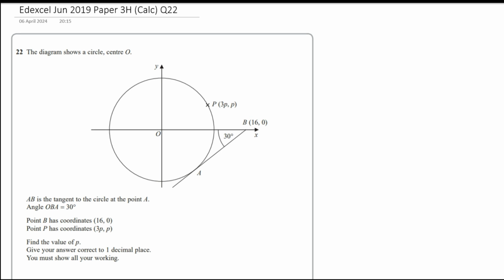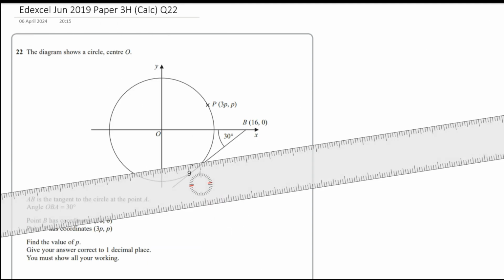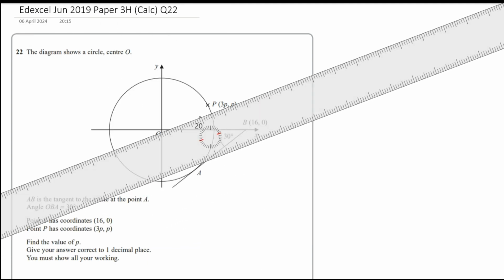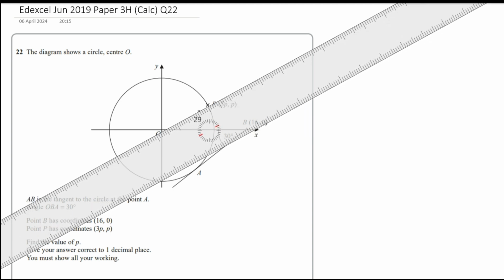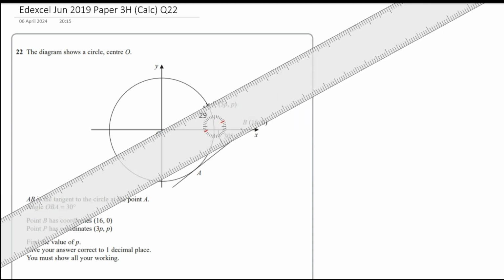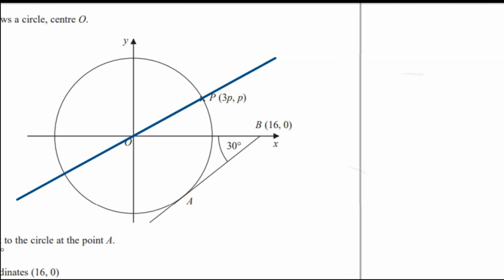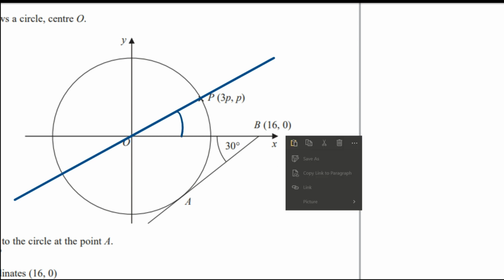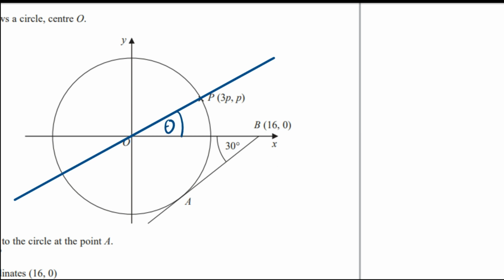So we obviously need to find out what p is. My first thoughts are we can draw a line from O to P and find the angle there. So I'm going to try and find this angle here. Okay, I'm going to call it theta.